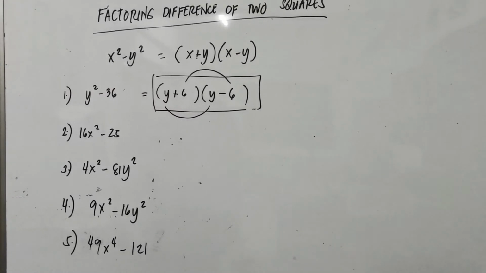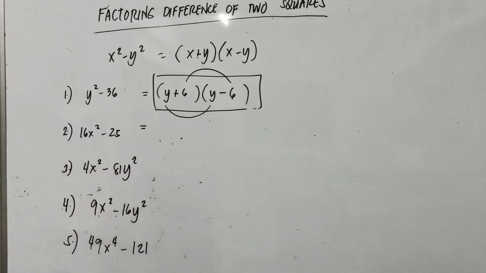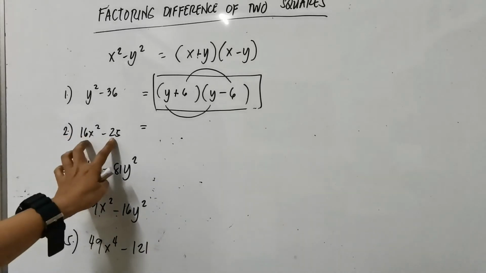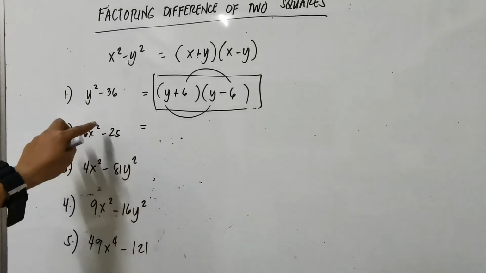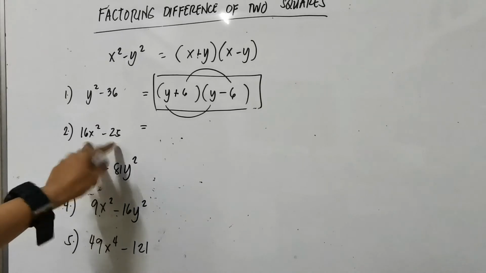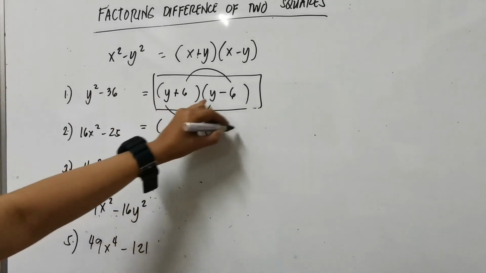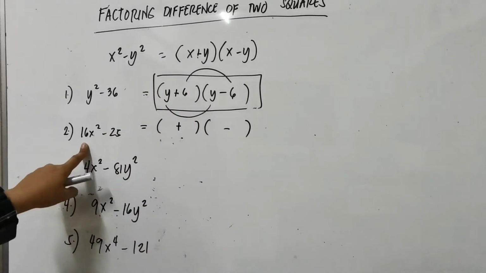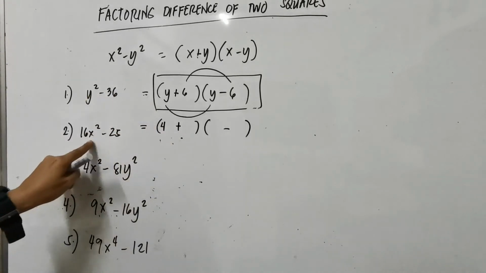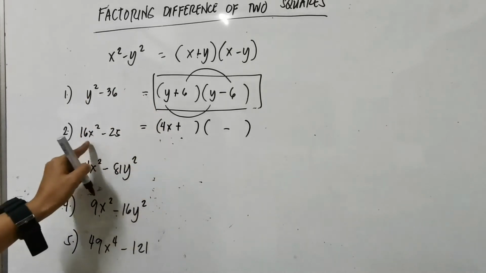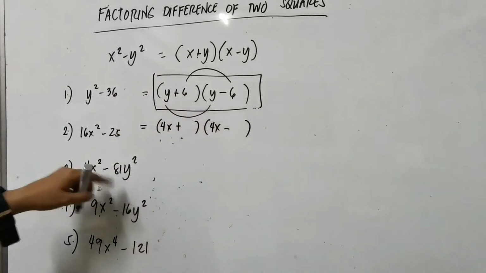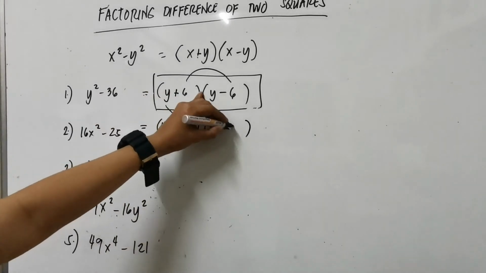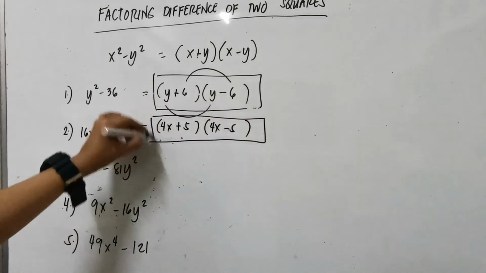Another example for number 2, we have 16x squared minus 25. So, since alam na natin yung process, we can simply get or kunin na lang natin yung square root ng first term and last term. Then, ang answer niya ay palaging sum and difference. Square root of 16 is 4. Then, square root ng x squared ay x. So, we have 4x and 4x. Then, what is the square root of 25? We have 5. So, ibig sabihin, ito na yung ating factor.